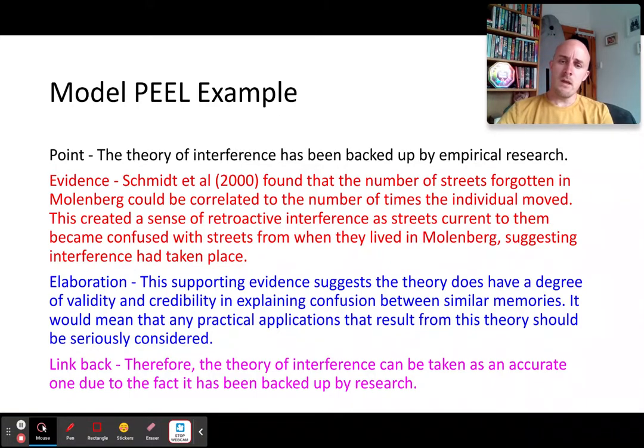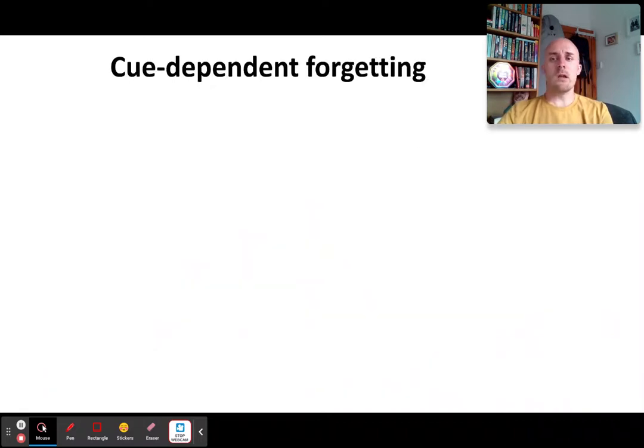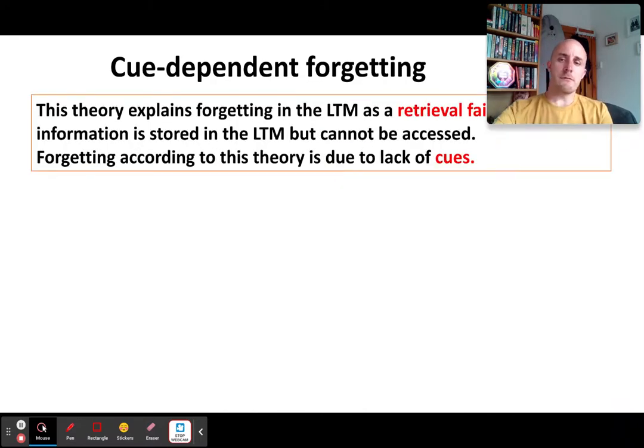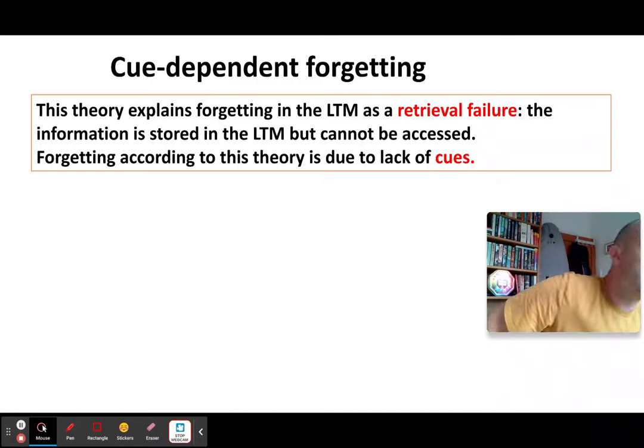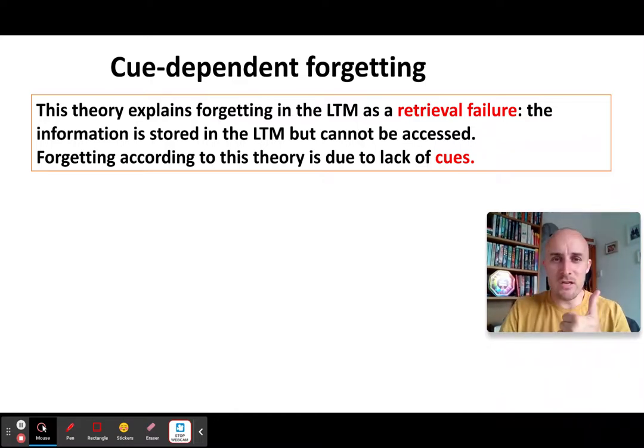And there is a model peel here as well. I want to go into another type of forgetting here: cue-dependent forgetting. Pretty simple, this one. A little bit different to interference, but this is all to do with the fact that the reason you can't remember something is because you do not have the right cues in order to retrieve that information. So basically, this is based on the idea that we only remember something if we are in the same internal or external environment as when the memory was made.